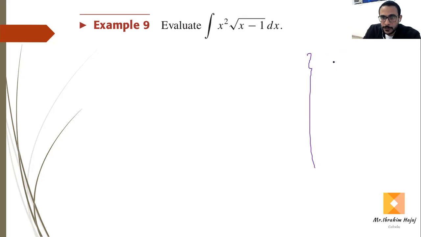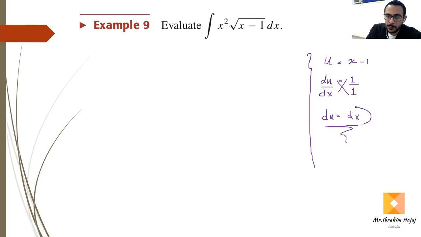Solve this question. What's u? Okay, u equals x minus 1, right. Then du over dx equals 1, yes, correct, the derivative of x. So dx equals du by cross multiplication. Why do I do this? To replace also the dx by its value. The new value is du. Yes, thank you, Omar.